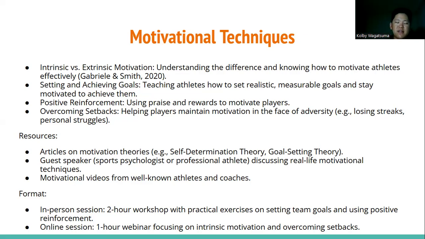You can find these in articles on motivation theories, such as self-determination theory or goal setting theory. Guest speaker analysis, so sports psychologists or professional athletes discussing real life motivational techniques. And then you have motivational videos from well-known athletes and coaches.